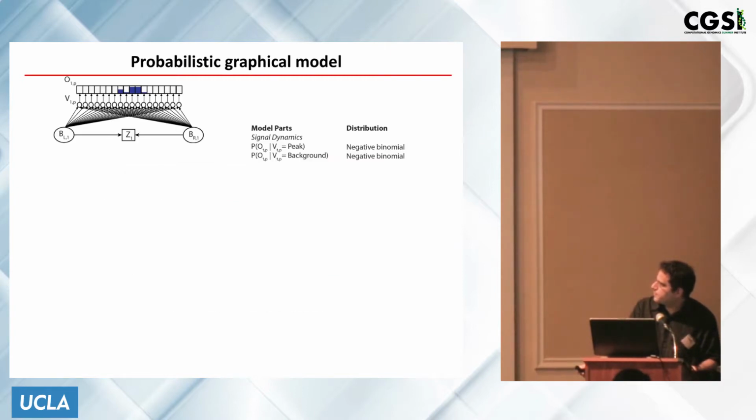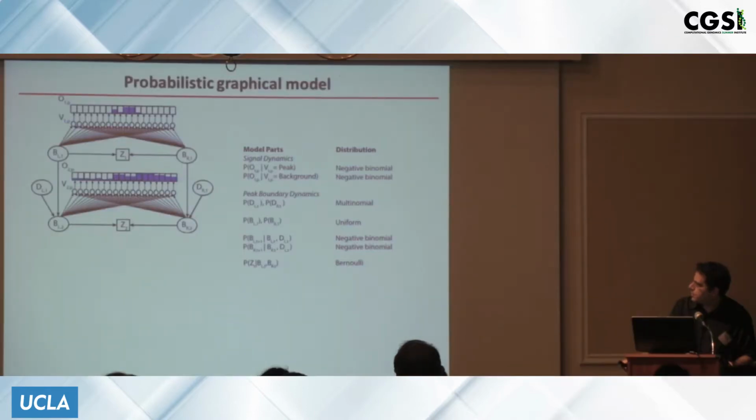And Pete developed this probabilistic model that can be represented as a graphical model here, where we have different components. We have the signal, which is modeled with the negative binomial, which differs whether we're in a peak or a background region. Then we can also have different boundary dynamics, which can either be steady, contract, or expand, and we can have a prior multinomial on this.